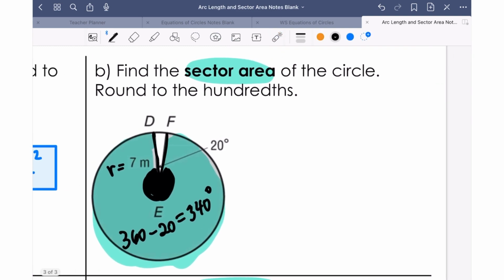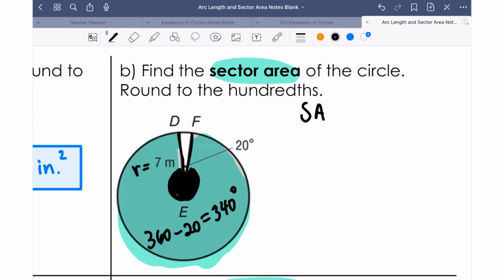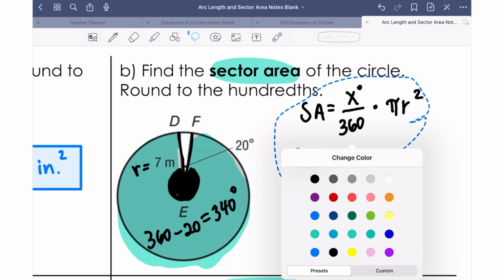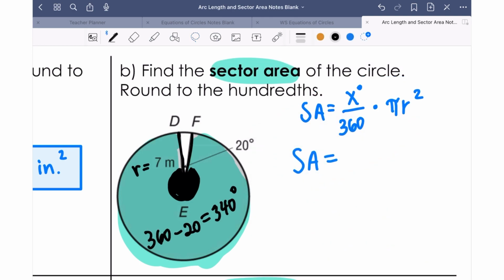Let's write our formula. So sector area is equal to the part of the circle that you need out of 360 times area, which is pi r squared. And then now we can plug it in. Sorry, let me change the color because I was doing blue. And then we can plug in the 340 degrees out of the 360 of the full circle times pi. My radius, I labeled it, is 7 right here. 7, and then squared.